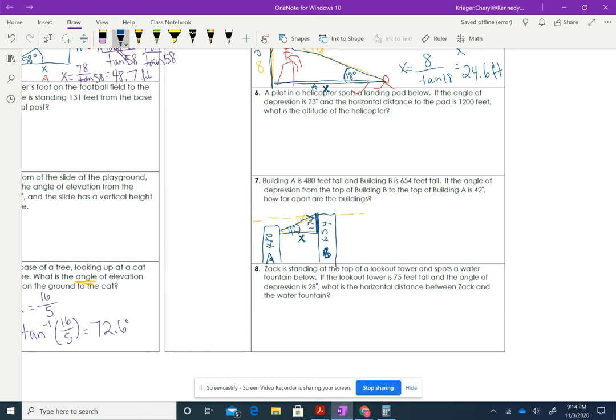Okay, so I'm given the opposite and the adjacent again. If you guys haven't noticed, you almost always use tangent. I will say the tangent of 42 equals opposite 174 over adjacent x. Okay, and I get x equals 174 divided by the tangent of 42. Okay, if you need to know how I got that, go back and watch the other video.